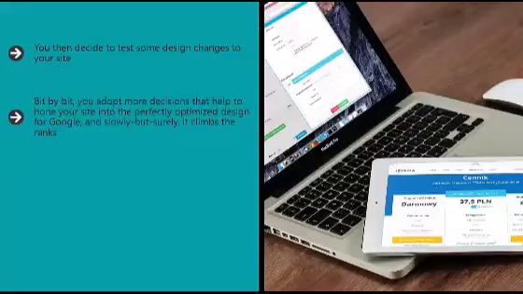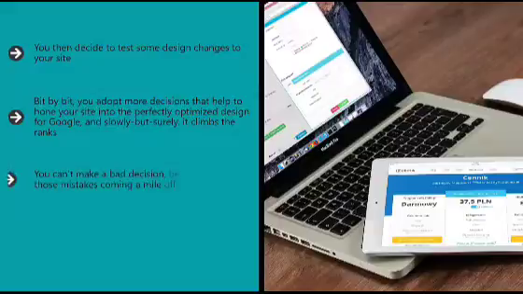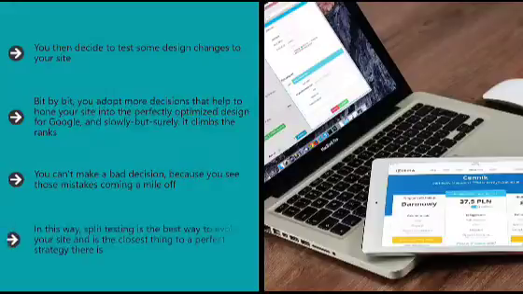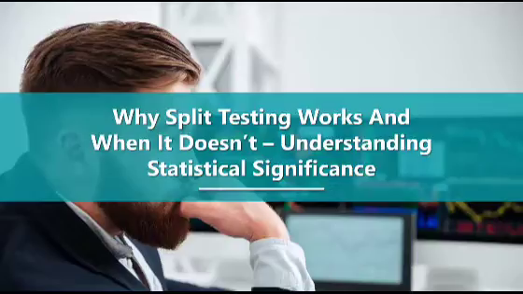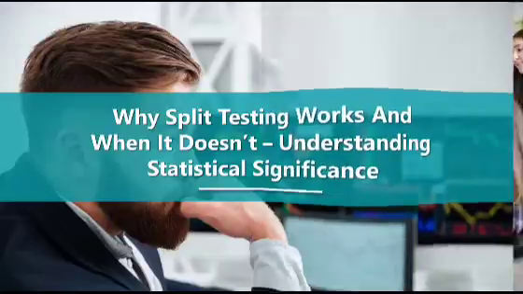Bit by bit, you adopt more decisions to help to hone your site into the perfectly optimized design for Google, and slowly but surely, it climbs the ranks. You can't make a bad decision because you see those mistakes coming a mile off. And if you keep tweaking, you keep on improving. In this way, split testing is the best way to evolve your site and is the closest thing to a perfect strategy there is. Why split testing works and when it doesn't, understanding statistical significance.